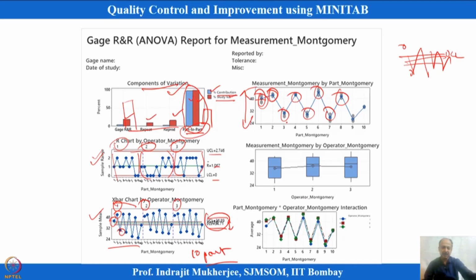So, parts are selected randomly throughout the space. It is overall, so it cannot happen that all the parts are in one range. I cannot have that. So, I have selected a range on the higher side, on the middle side and also on the lower side.